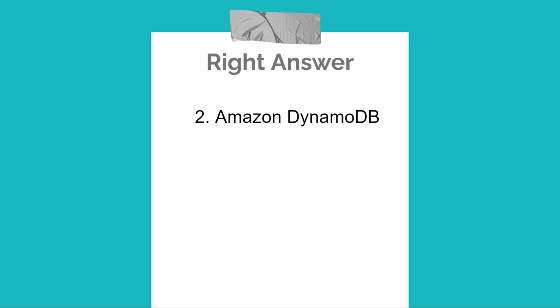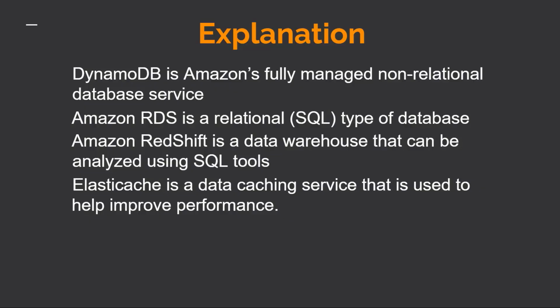Amazon DynamoDB. Explanation. DynamoDB is Amazon's fully managed non-relational database service. Amazon RDS is a relational SQL type of database. Amazon Redshift is a data warehouse that can be analyzed using SQL tools. ElastiCache is a data caching service that is used to help improve performance.